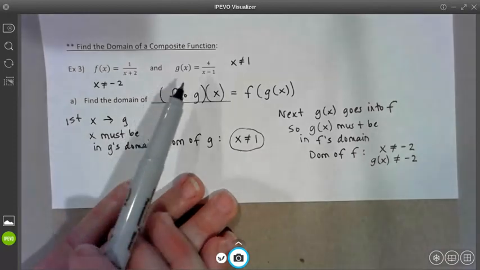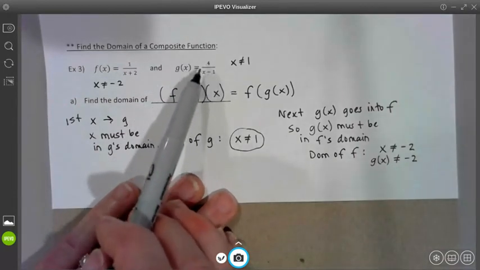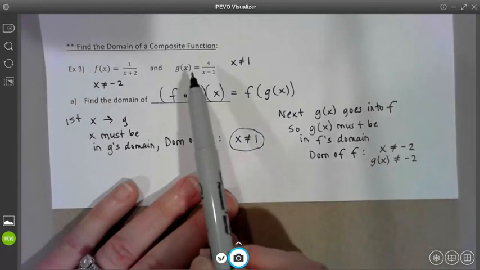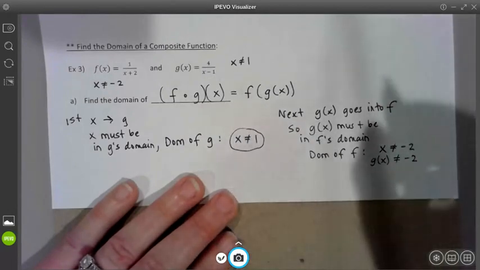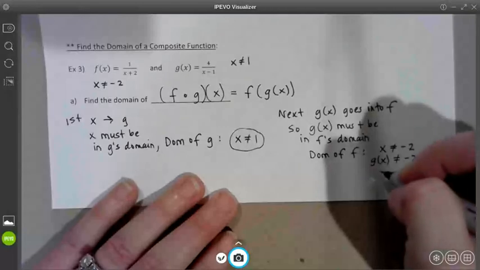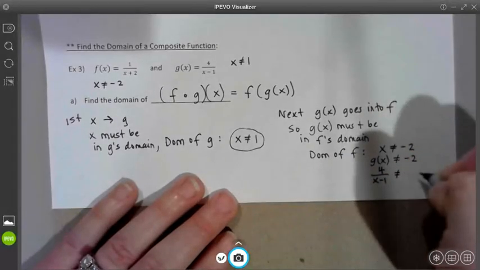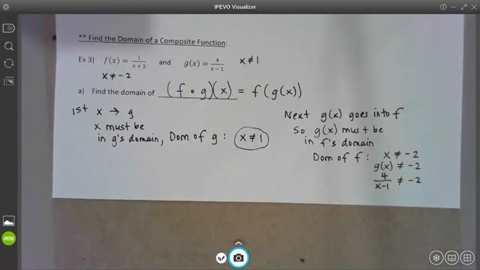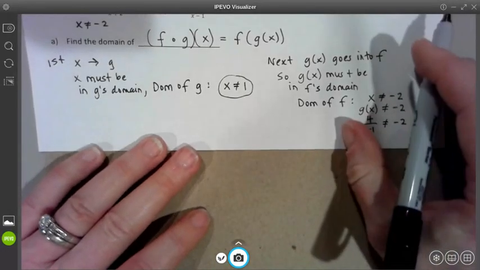So take your g of x function, which is 4 over x minus 1, and we want to make sure that this never becomes -2. I never want the output of g, which will be the next thing that goes into function f, to be a -2. So g of x is 4 over x minus 1. We want to make sure that 4 over x minus 1 never results in spitting out a -2, because that would be the next input that goes into function f, and it's not allowed. -2 cannot go in.